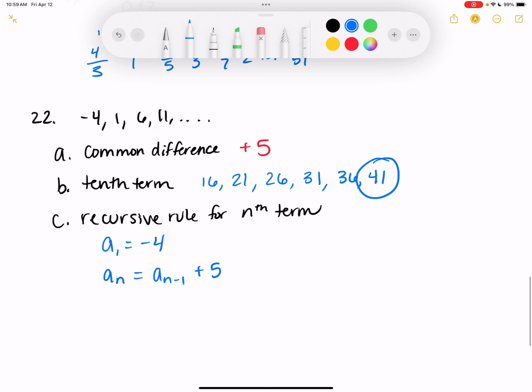Because we've already told them that the first term is -4. So basically we have to have both of these pieces to be complete. And we would say this is for n greater than or equal to 2. Okay.